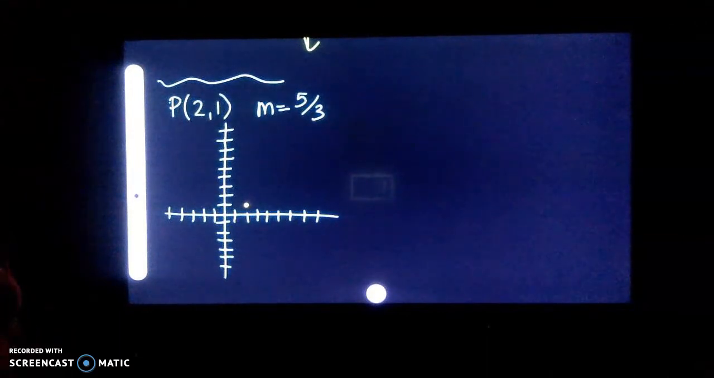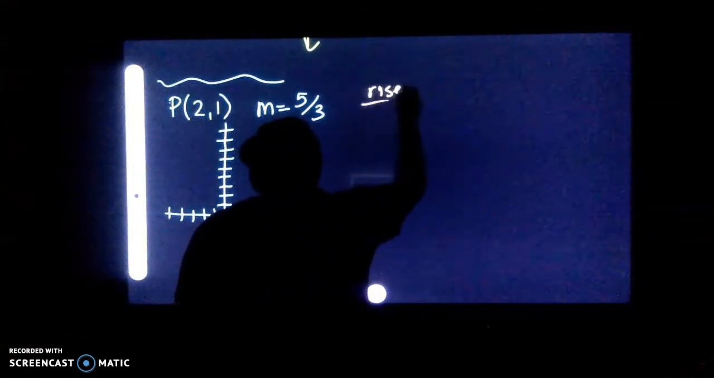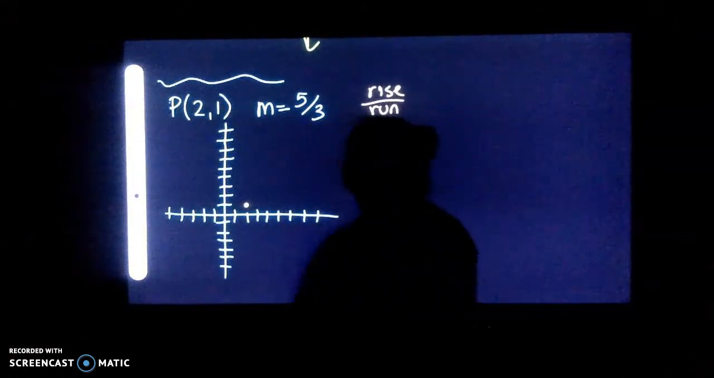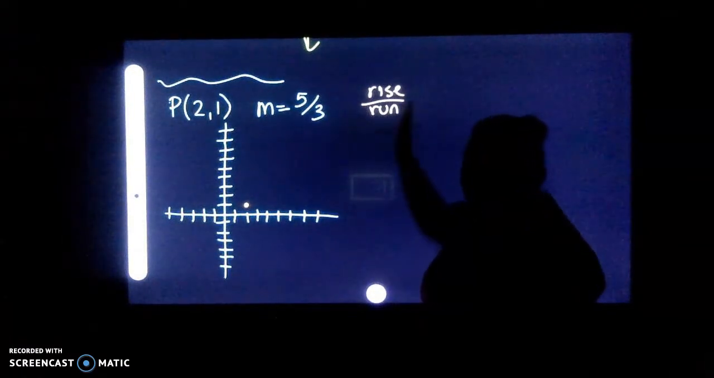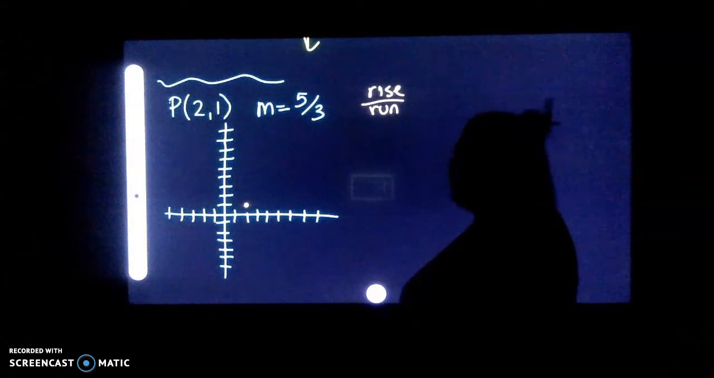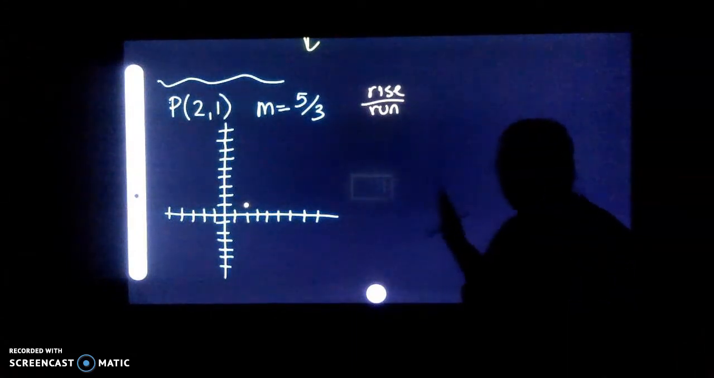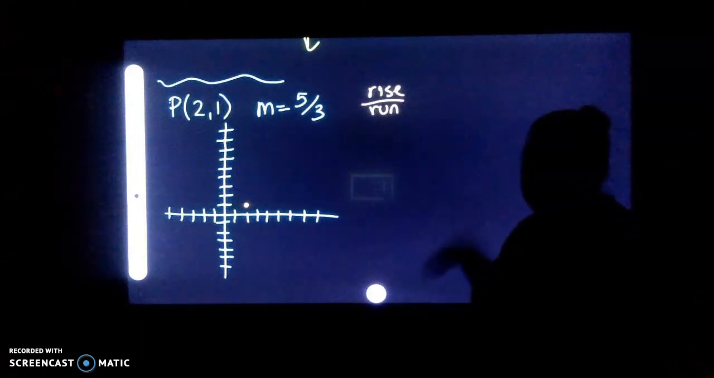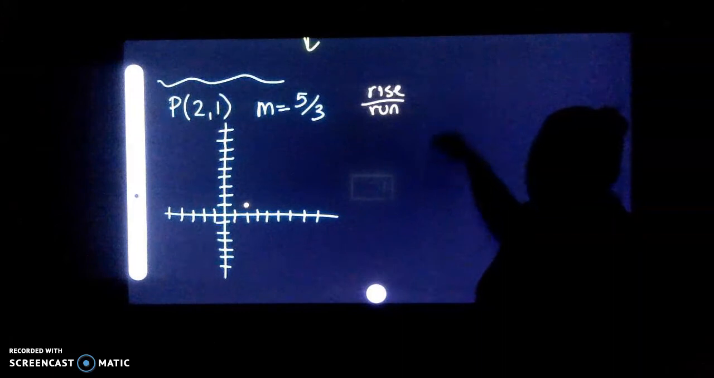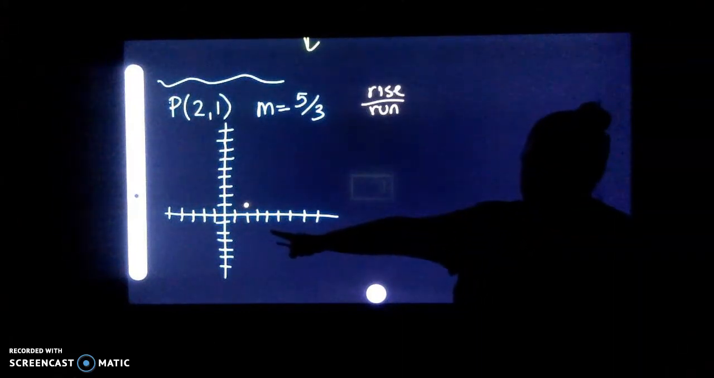From there, I'm going to find my next point using my slope. Remember, slope is rise over run. So, since 5 is positive and 3 is positive, that indicates I have a positive rise and a positive run. So I'm going to go up and right. It is also possible that a double negative will also give us a positive, right? Because a negative divided by a negative is also positive. So I could go down 5 and to the left 3.